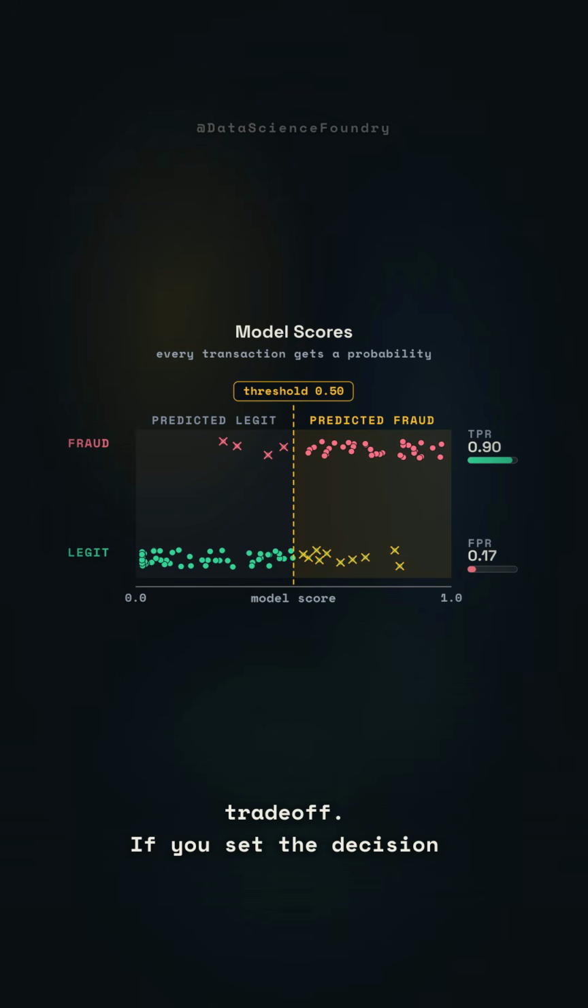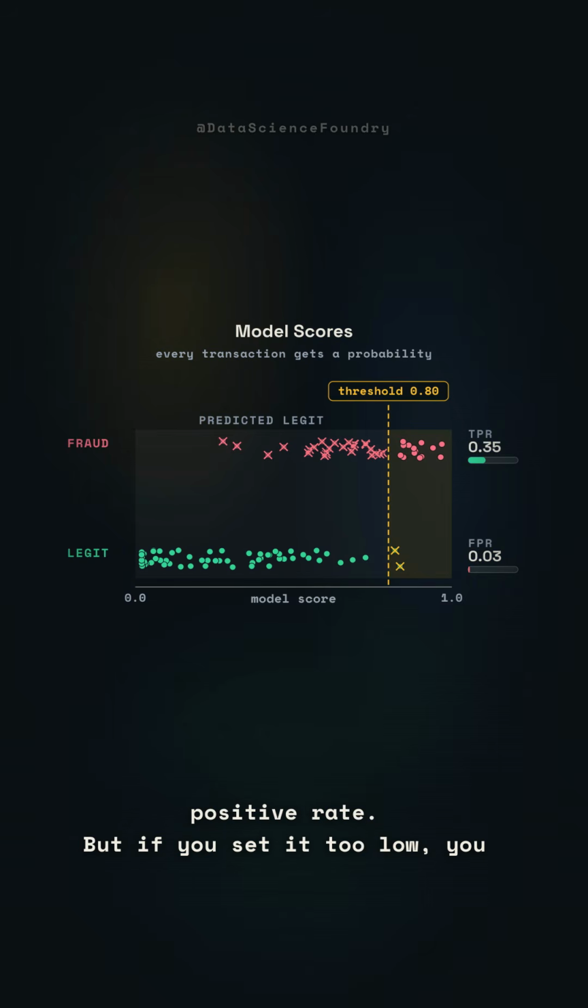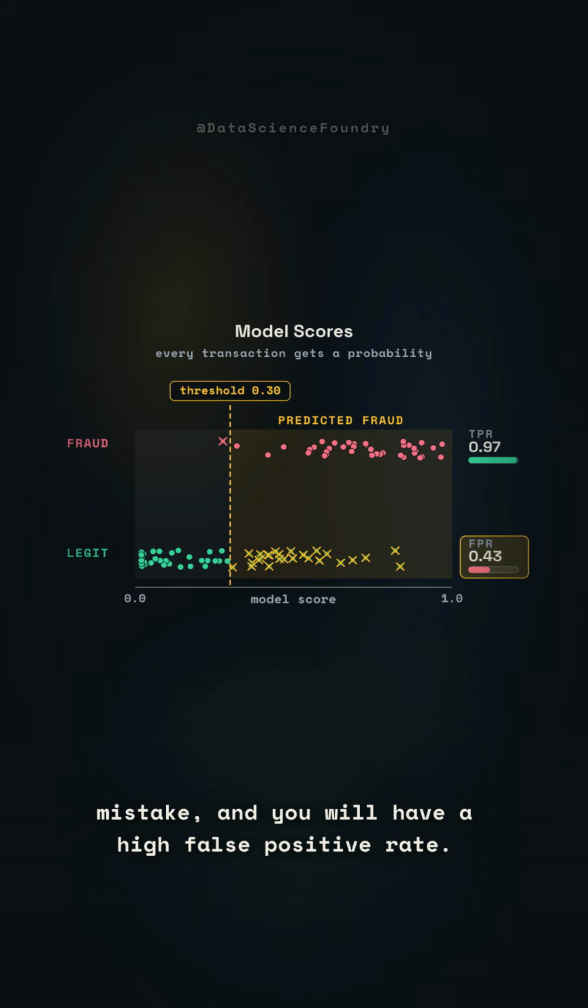If you set the decision threshold too high, you will miss some actual fraudulent transactions and have low recall or a low true positive rate. But if you set it too low, you will flag a lot of legitimate purchases as fraud by mistake, and you will have a high false positive rate.